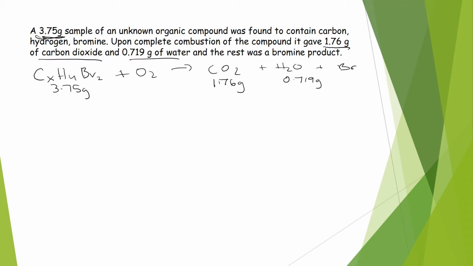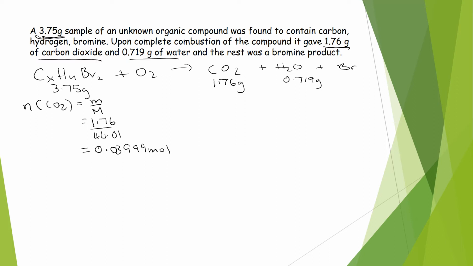So the first thing is we need to know that all of the carbon in this compound ended up as carbon dioxide, all of the hydrogen in this compound ended up as water, and the bromine was whatever was left over. So the first step we're going to do is find the number of moles of carbon dioxide, which is equal to mass over formula mass. In this case, the mass is 1.76 divided by 44.01, and this comes out to the number of moles of 0.03999 moles.